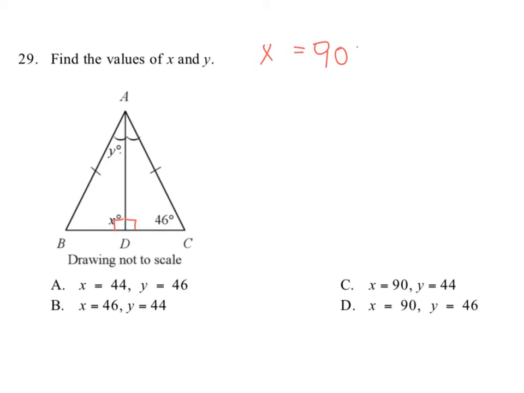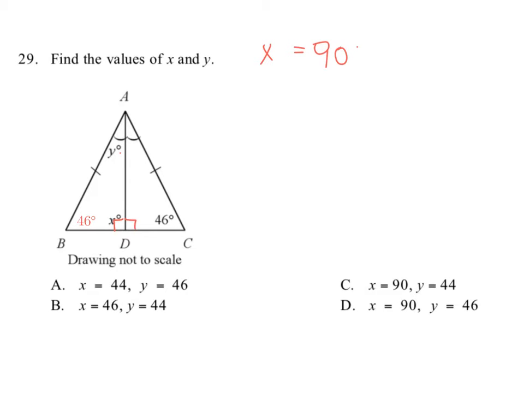Now, because this is an isosceles triangle, if this is 46, this is also 46. So let's just put it in there as 46. Actually, let me see if I can do this with an equation. Okay, there you go, because I can use the degree symbol when I type it with the equation editor.